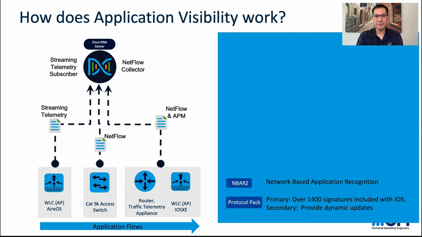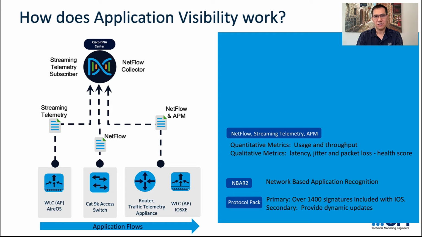Now that the application has been identified and classified, this information can be added to the telemetry and sent to DNAC. There are three ways in which DNAC can receive application telemetry data. One is via NetFlow, or NetFlow with APM, which stands for Application Performance Monitoring, and lastly, streaming telemetry. So NetFlow is a networking protocol developed by Cisco for collecting IP traffic information by examining the flows of data as it enters and exits an interface. These flows provide quantitative metrics on the application, such as usage and throughput.